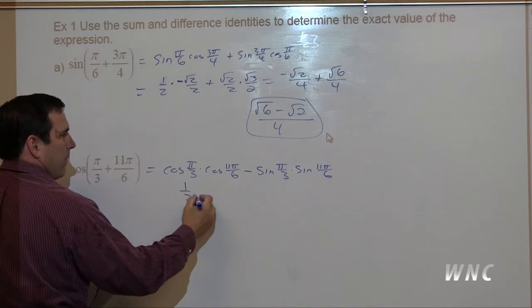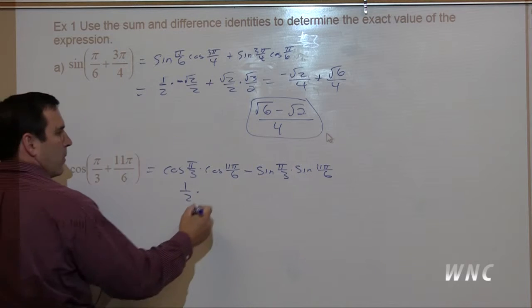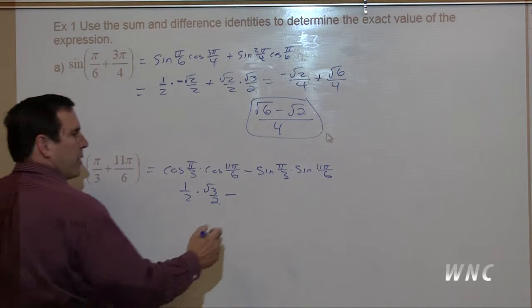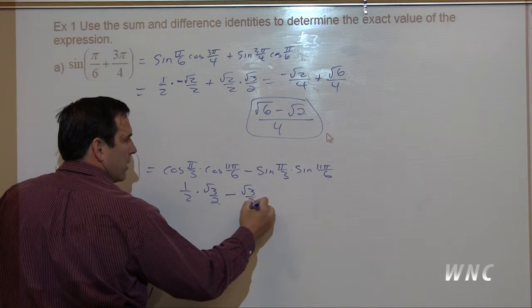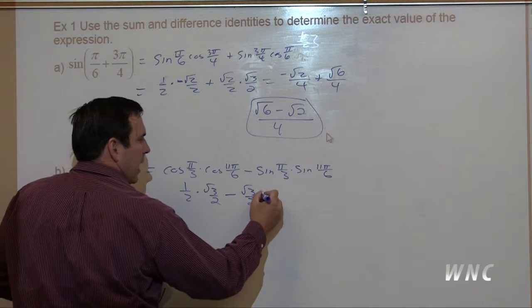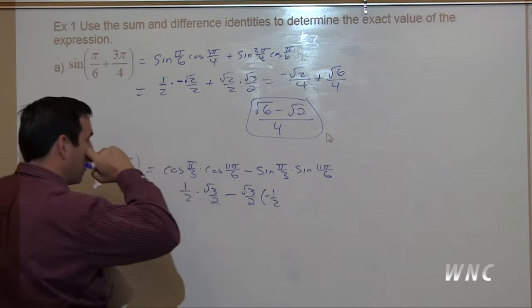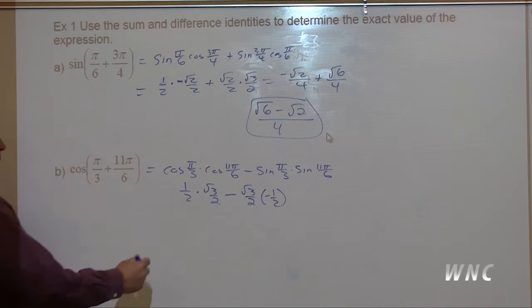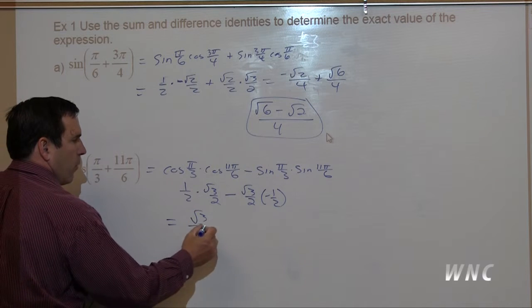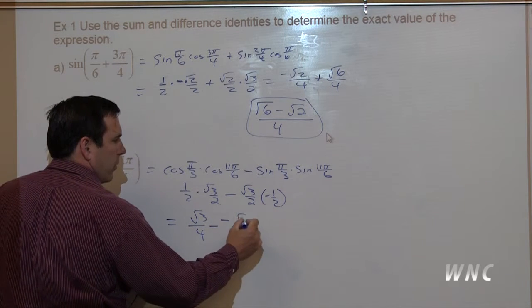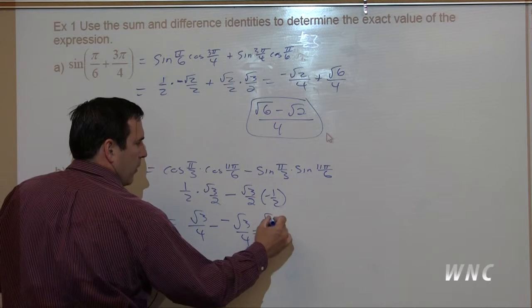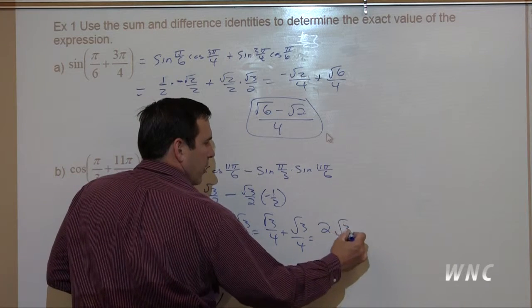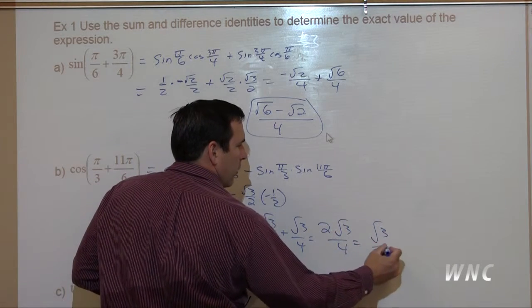So this is going to be 1/2 times square root of 3 over 2 minus, now sine of pi over 3 is square root of 3 over 2, sine 11 pi over 6 is a negative 1/2. So that's going to be the square root of 3 over 4 minus a negative square root of 3 over 4. So it's square root of 3 over 4 plus the square root of 3 over 4. 2 times the square root of 3 over 4, and that reduces to be the square root of 3 over 2.